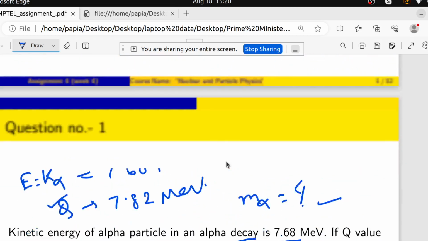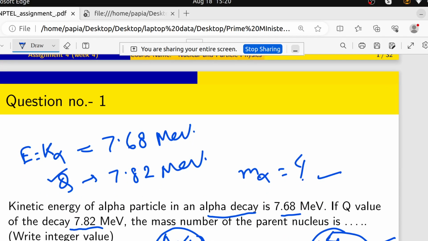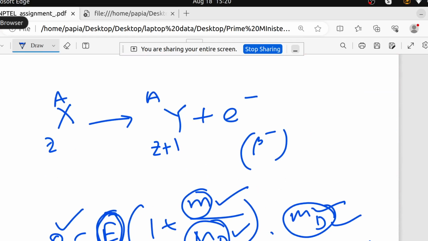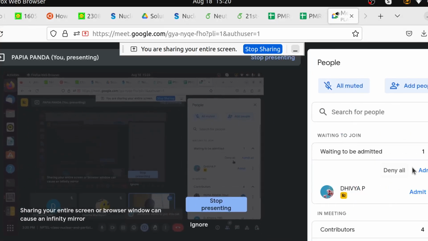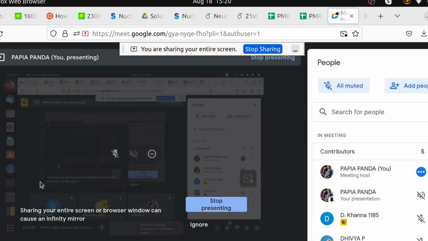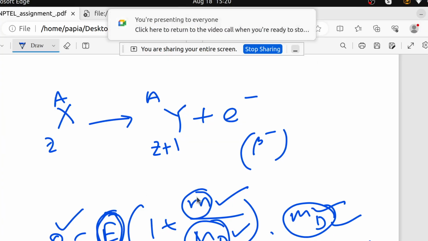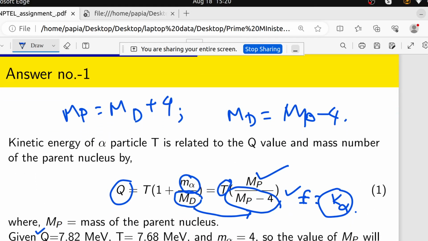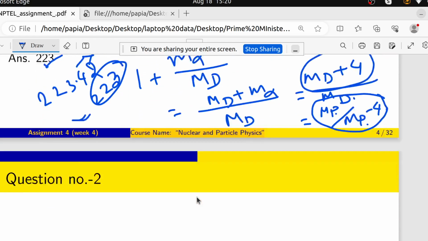Now in that question they have mentioned to write an integer value, because it is the mass of the parent nucleus. So here you can see that the answer is coming out as 233.42, which is nothing but 233, because it is like 0.42. We can have an approximation as we are getting the result in fraction and we need the result in an integer number. So that's why it is 233.